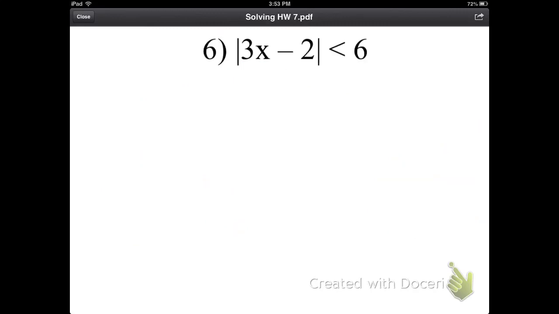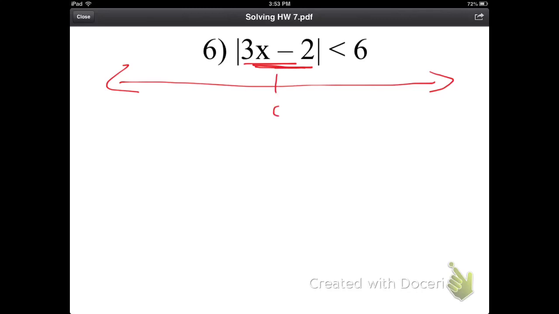The inequality questions, on the other hand, are a different matter. And we had talked a little bit about these in class, and I just want to remind us of our little graph. So if we were to graph where the stuff inside the absolute value has to fall, it has to go between negative 6 and 6.